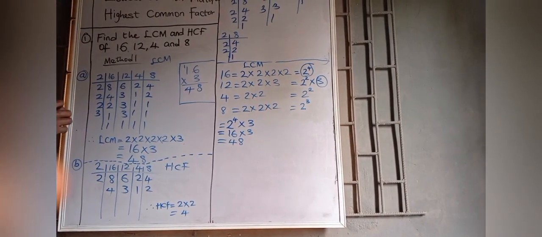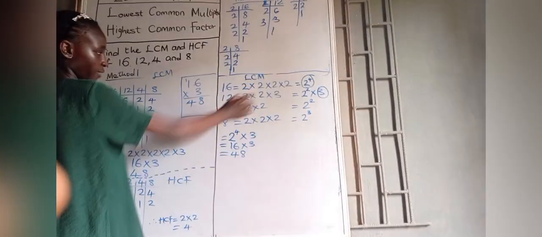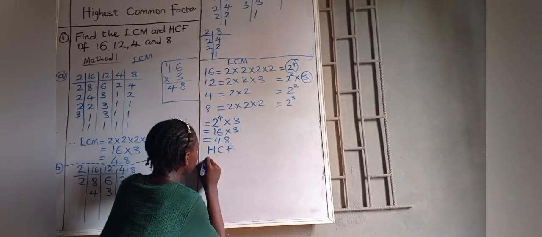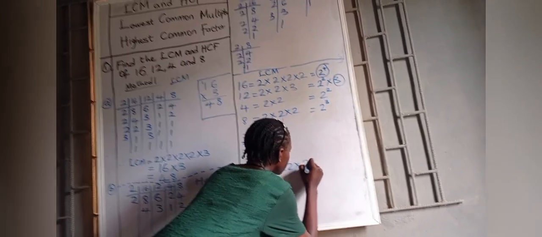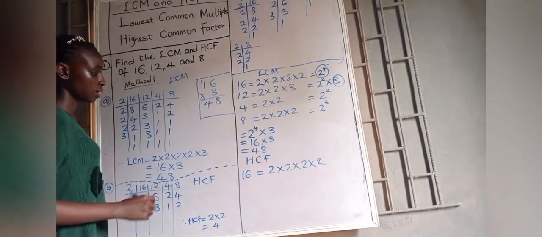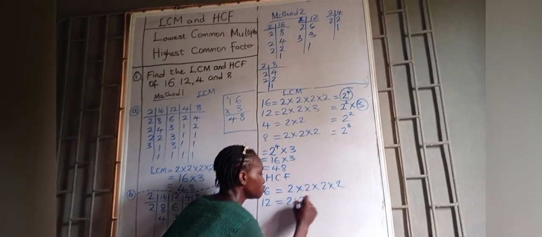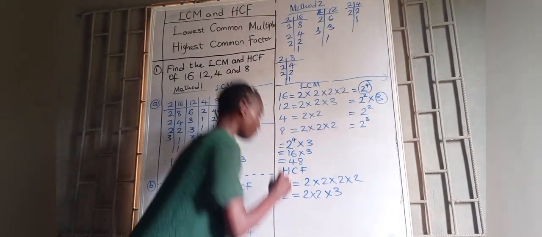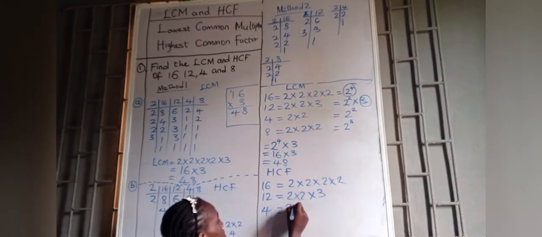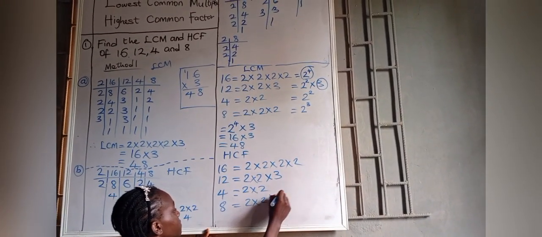HCF also, for all the numbers, we find their prime factors. We write it down this way. So let's go. HCF. Write it down. 16 is equal to 2 times 2 times 2 times 2. And also 12 is equal to 2 times 2 times 3. And 4 is equal to 2 times 2. And for 8, we are having 2 times 2 times 2.